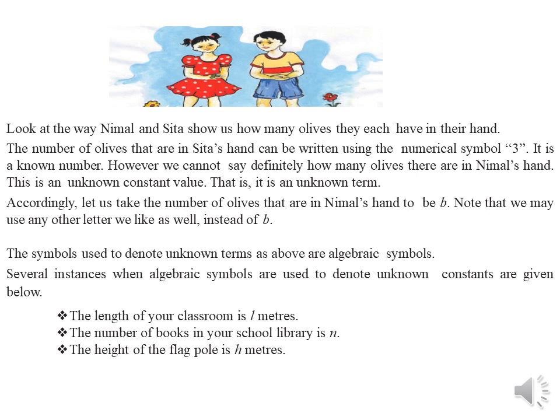Accordingly, let us take the number of olives that are in Nimal's hand to be simple B. Note that we may use any other letter we like instead of B. The symbols used to denote an unknown term as above are algebraic symbols. Several instances when algebraic symbols are used to denote an unknown constant are given below.